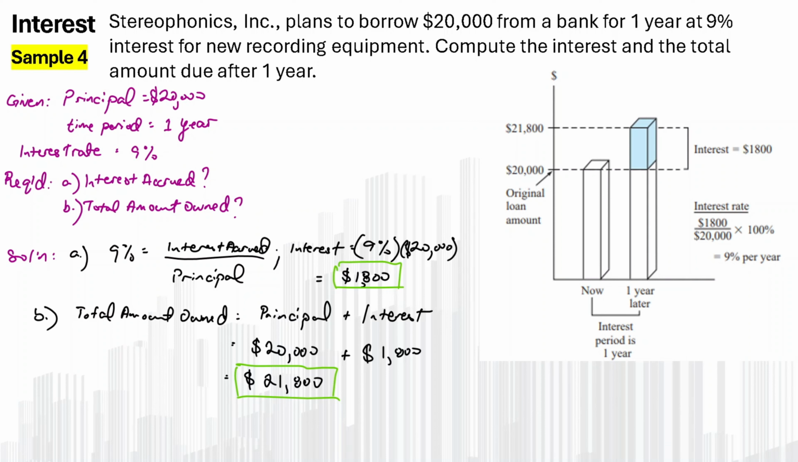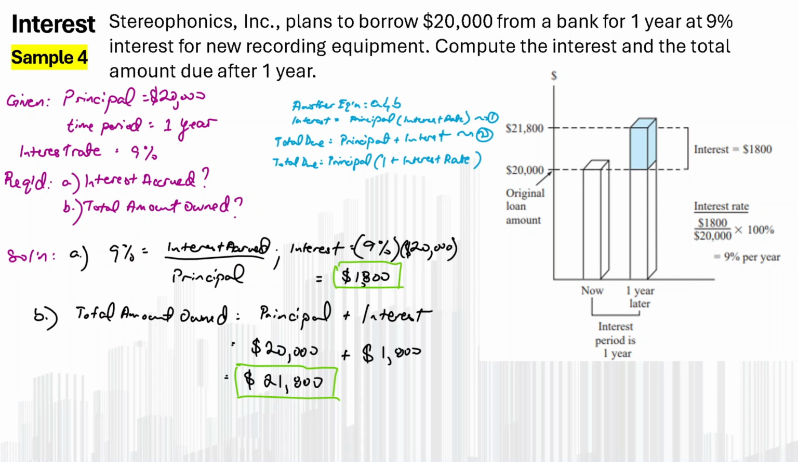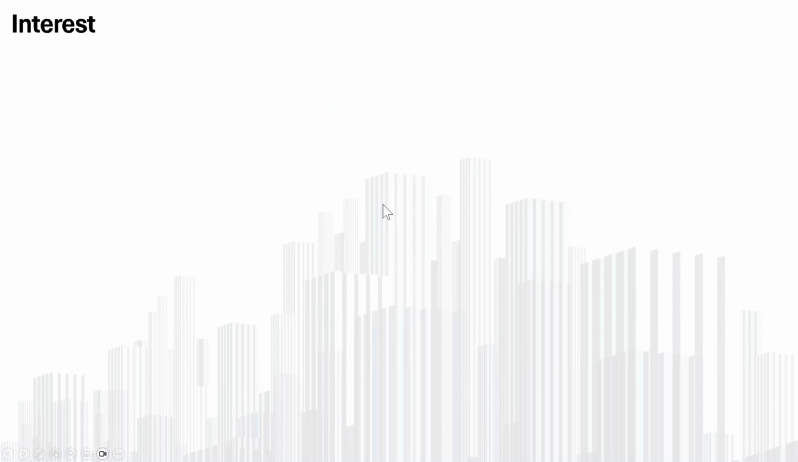There's another way actually to compute for the total amount owed. The total due is basically the future amount. So the total due is simply the principal times the summation of 1 plus the interest rate. So the formula that we are all accustomed to is getting much more familiar, but more on that later. Going back to interest, here's the formula.